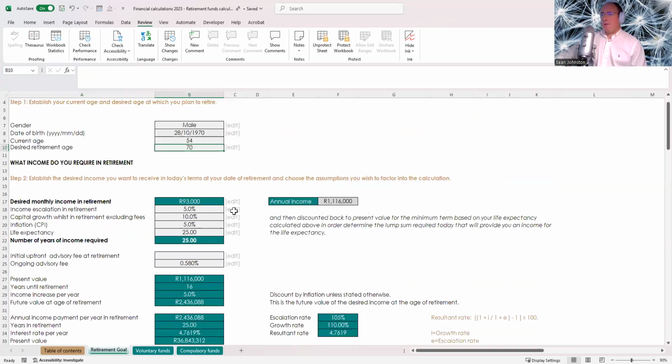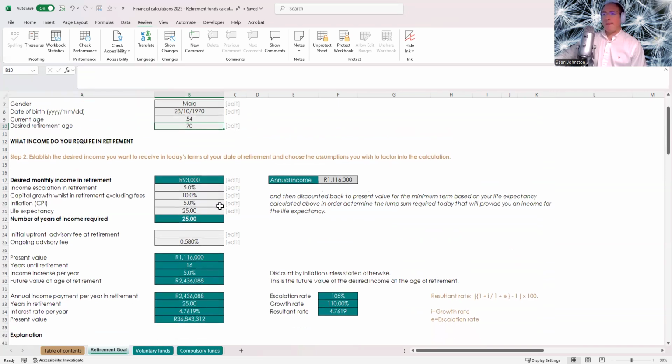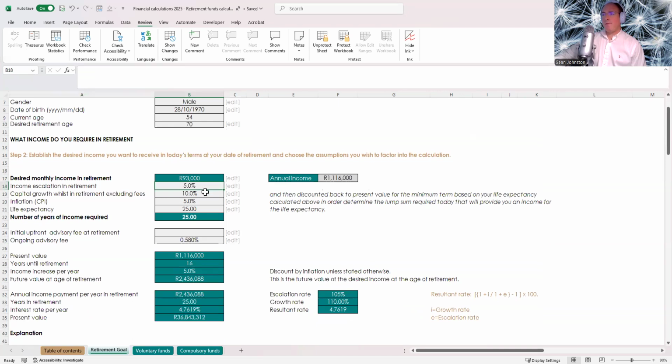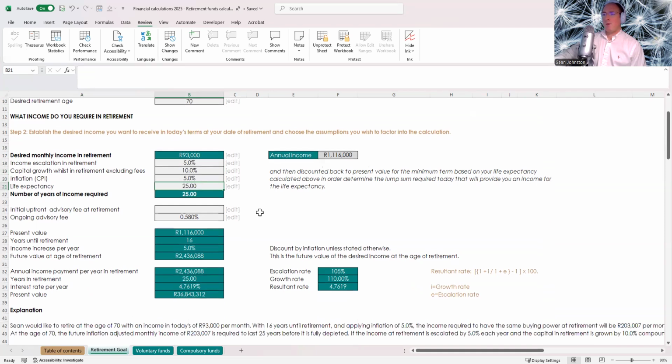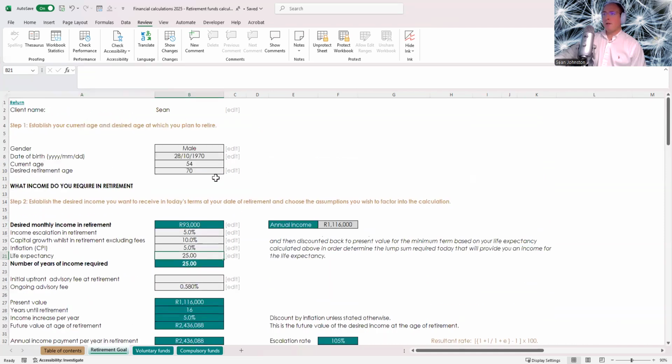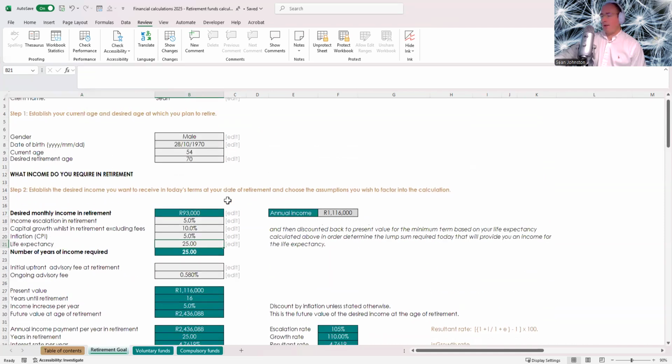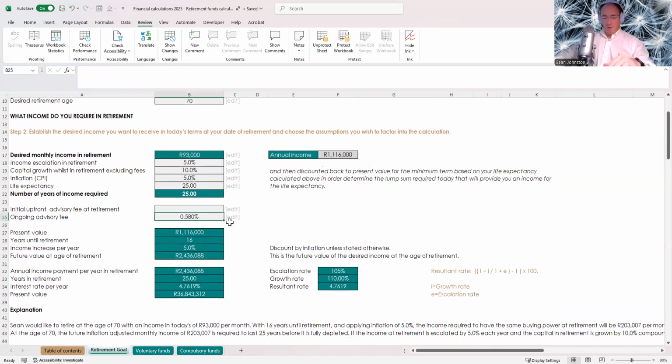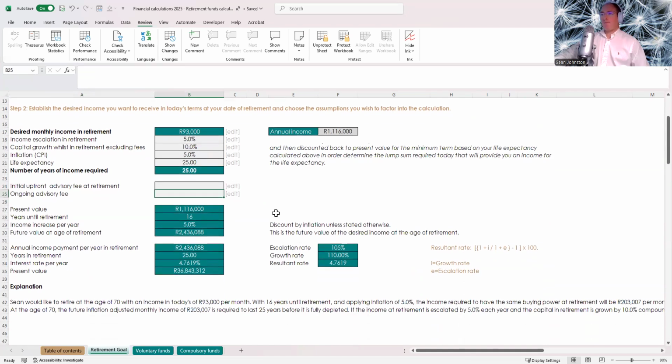This person would like to receive 93,000 Rand in today's terms, which is 1.116 million annually. We'd like to increase this at 5% per year, 10% growth, inflation 5%. You'd like this capital to last 25 years, which means you'll be 95 when the money has depleted. I'm going to remove this for now. So there's upfront and ongoing advisory. In most cases, you would negotiate an ongoing advisory fee based on the total value of the assets. And now we do the calculation.